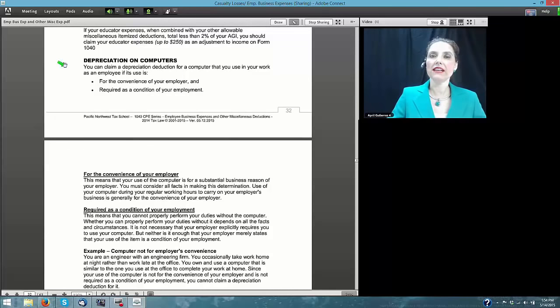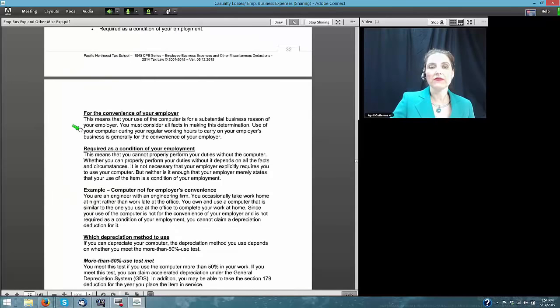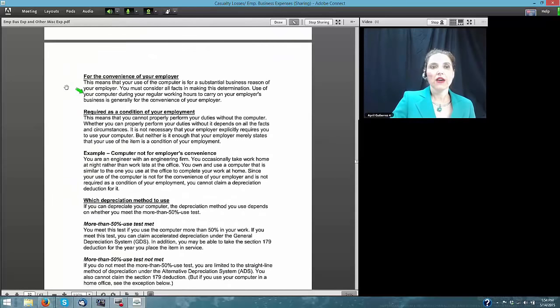You are also allowed to claim depreciation on computers, but in order to claim the cost of a computer through depreciation, you're going to need to be able to show that the cost of buying that computer was for the convenience of your employer and is required as a condition of your employment. So what does for the convenience of your employer mean? Well, it means that you have a substantial business reason for purchasing that computer.